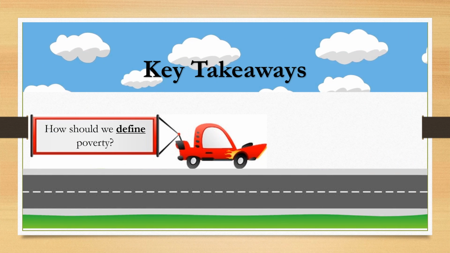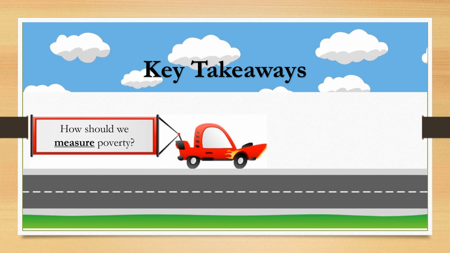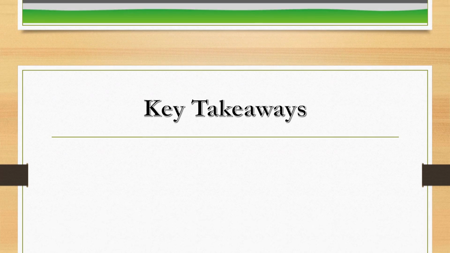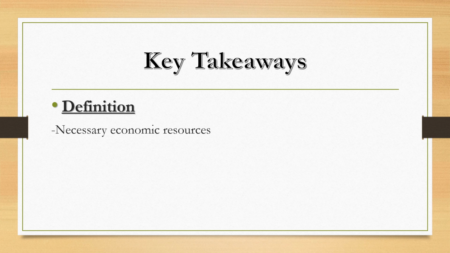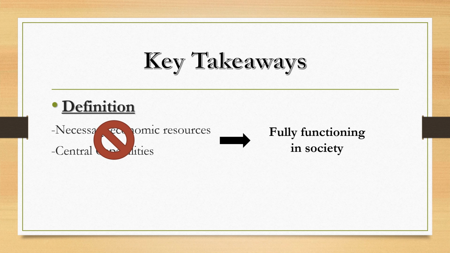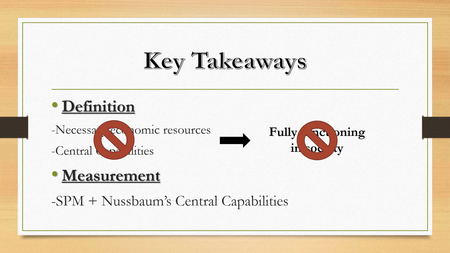We hope you learn a lot from this video, but the two most important points are how we should define poverty and how we should measure it in practice. We propose that poverty should be defined as the deprivation of necessary economic resources to fulfill essential capabilities, which inherently prevents one from fully functioning in society. And we believe that it should be measured using the Supplementary Poverty Measure, which encompasses key aspects of Nussbaum's central capabilities, as we will touch on more later.